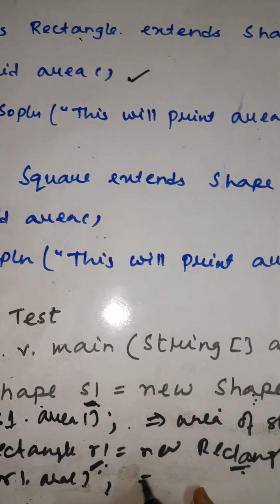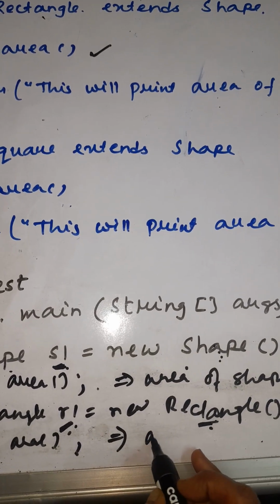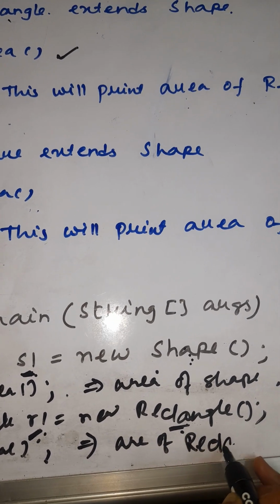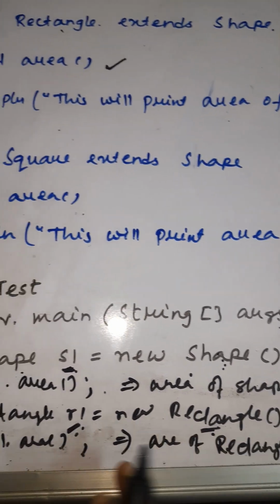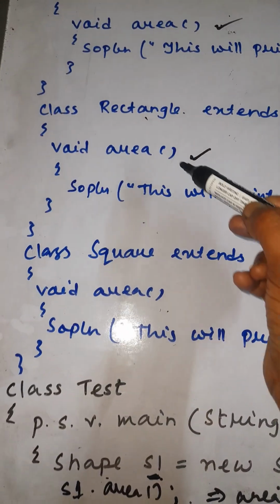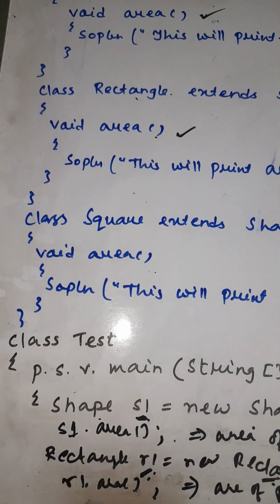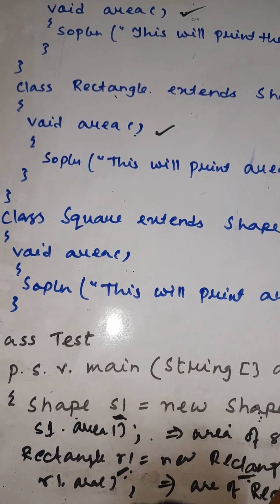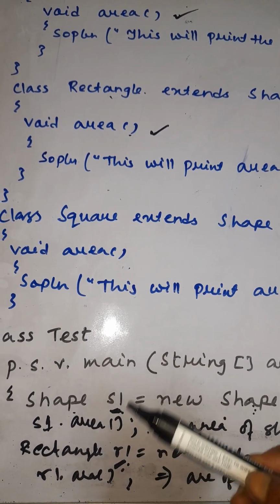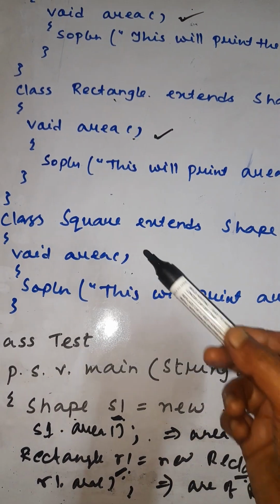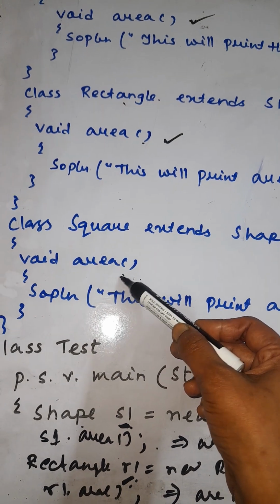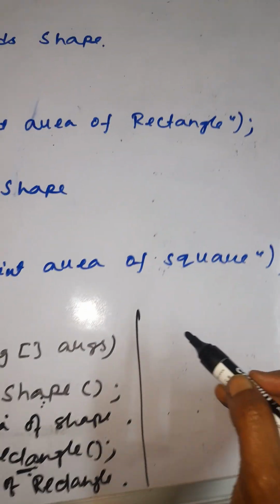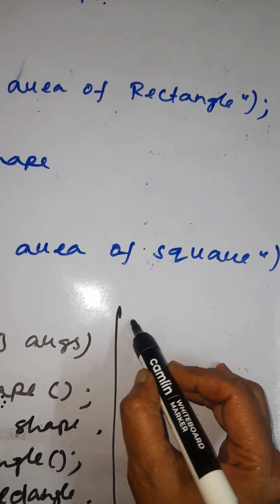Now if I want to call R1 dot area, this area means the Rectangle area will be called. So what will print? That is the area of rectangle, right? So with the help of the child class object, you can call the child class method. The same if you want to create the Square class object and call the area, this one will be called and printed.